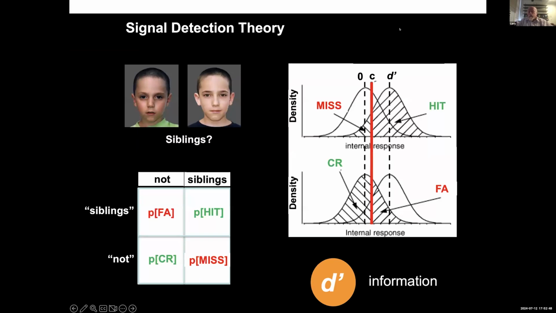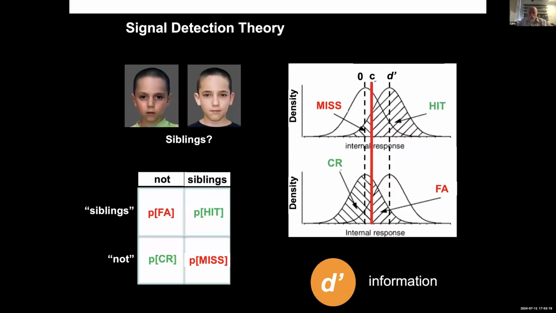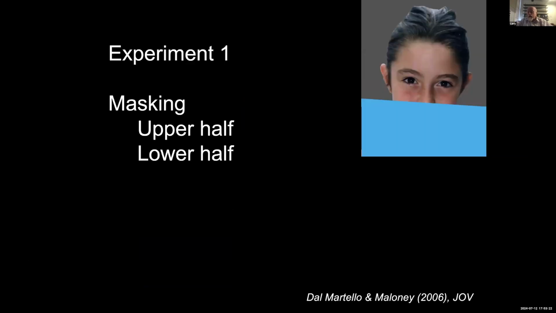We'll be using signal detection theory experiments. And in these experiments, you'll see a pair of faces, and you have to make a judgment as to whether or not they're siblings, whether or not they're, in this case, brother and brother. And we use that to assess D prime and criterion, and primarily D prime is going to be our dependent variable. So first question to ask is, where is the information in the face that contributes to kinship? How is it distributed spatially?